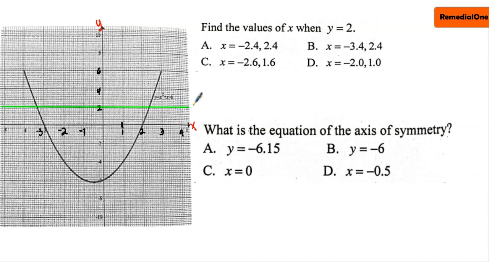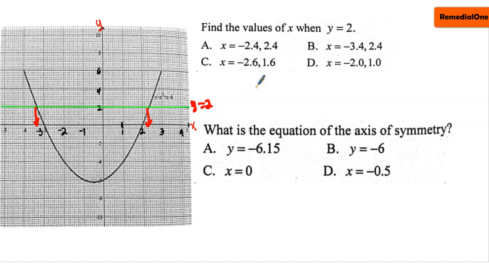Okay, so that's a line. This is y equals 2. And then you trace it down here. You trace this one also down here. Yeah, so we see that for y it's 2 point something. So we see positive 2.4.